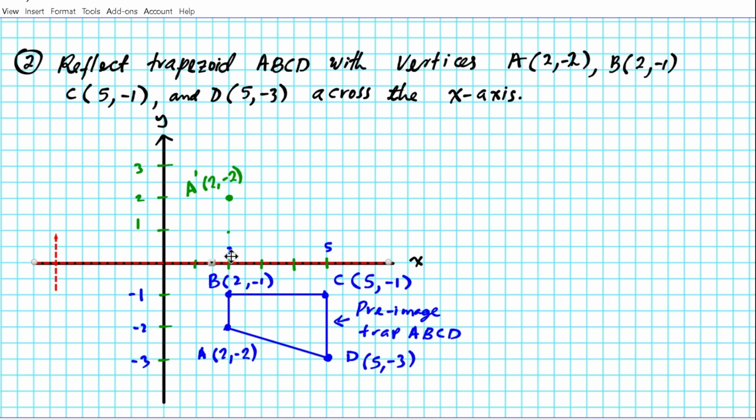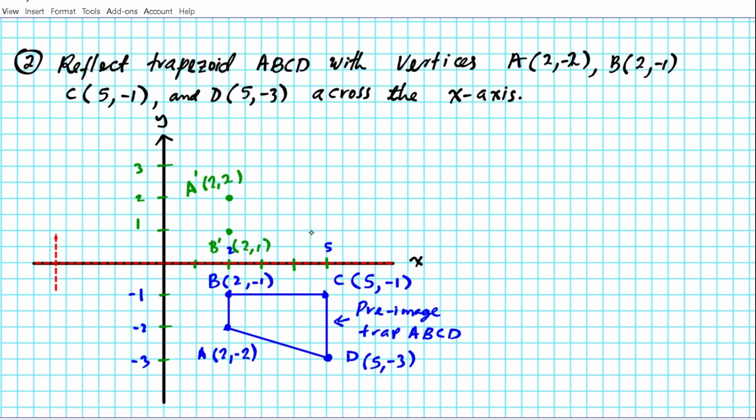Point B is 1 unit down, so just go straight up, 1 unit up, exactly the same distance perpendicular to the x-axis. That's point B prime. The coordinates, well, let's correct A, sorry. A is actually 2, 2, and then point B prime is going to be 2, 1.